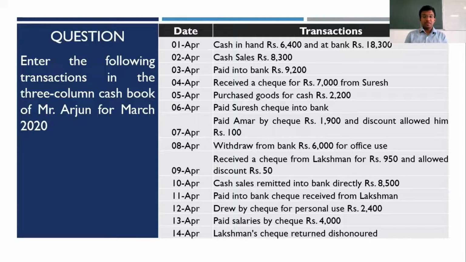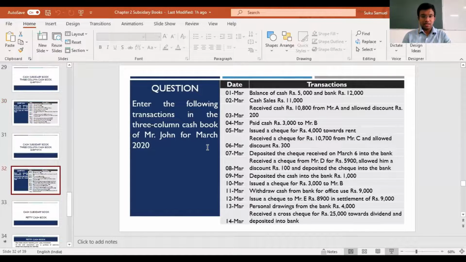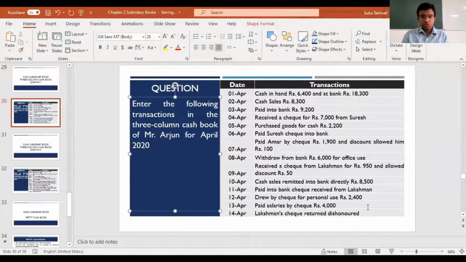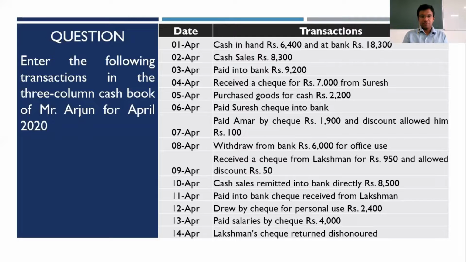Enter the following transactions in the three-column cash book of Mr. Arjun for, I'm afraid the month is given here incorrectly. It should be April, so I'll just quickly correct that for you. Okay, so it's for April 2020. And we have around 14 transactions, and these 14 transactions we would be entering together. So I request all of you to take the question down now quickly.